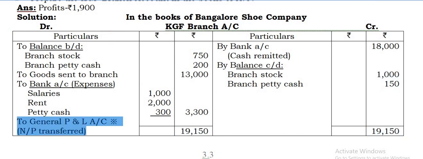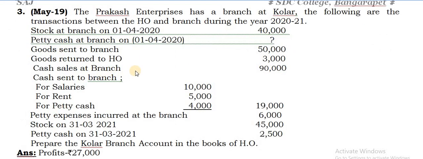Total 19,150. It is more on the credit side, so the difference you will be getting is on the debit side. Write that as profits being transferred to general profit and loss account. Pause it there. Well, we'll go for the next problem.